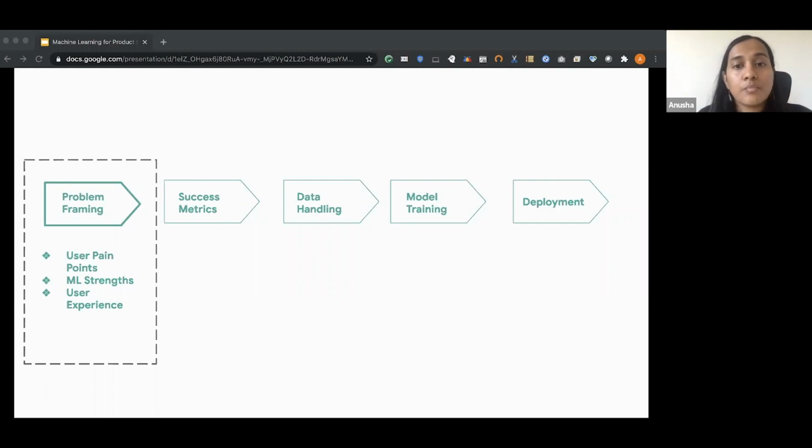The first one is problem framing. Even in the world of machine learning, users come first. Understanding users and their pain points is quite important. While thinking of solutions, one should consider the intersection of user pain points with ML strengths. Think about questions like, first of all, is ML really needed for this problem? Is this a good problem to be solved by ML? And sometimes the answer might be no. So it's totally okay to pivot if ML is not a good solution for the problem.